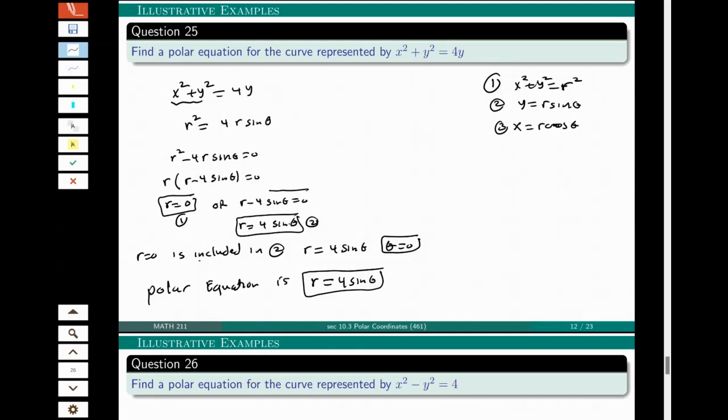Let's see in the Cartesian system, what's the graph of that one? X squared plus y squared minus 4y equal to 0. X squared plus y squared minus 4y plus 2 squared, here 0 plus 2 squared. That is x minus 0 all squared plus y minus 2 all squared is equal to 2 squared.